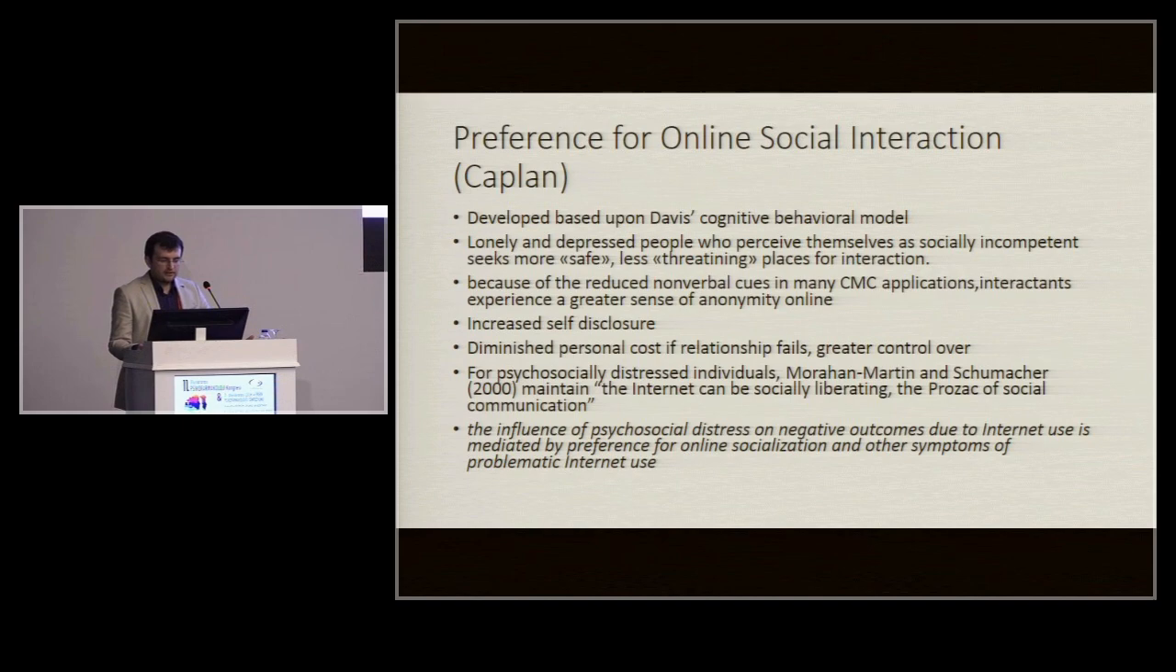And Moran, Martin and Schumacher in 2000 stated that the internet can be socially liberating, the Prozac of social communication, so to speak, they said. And the influence of psychosocial distress or negative outcomes because of internet use or abuse might be mediated by preference for online socialization.